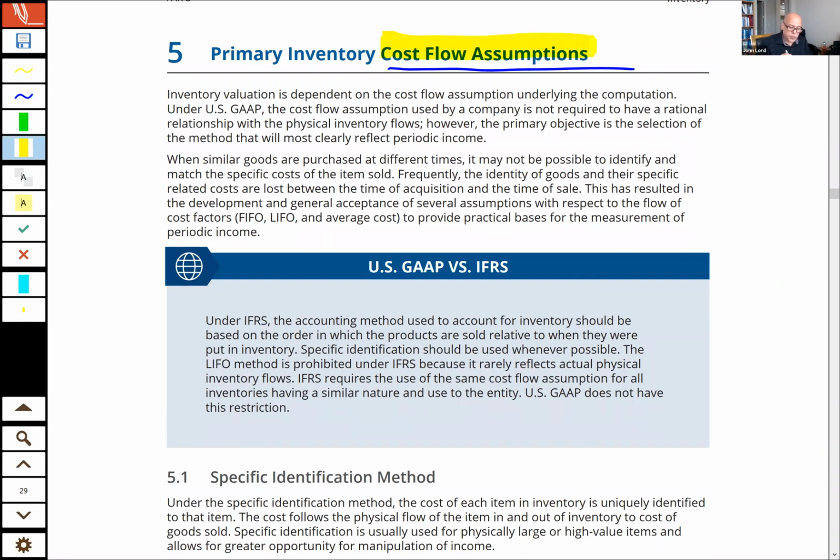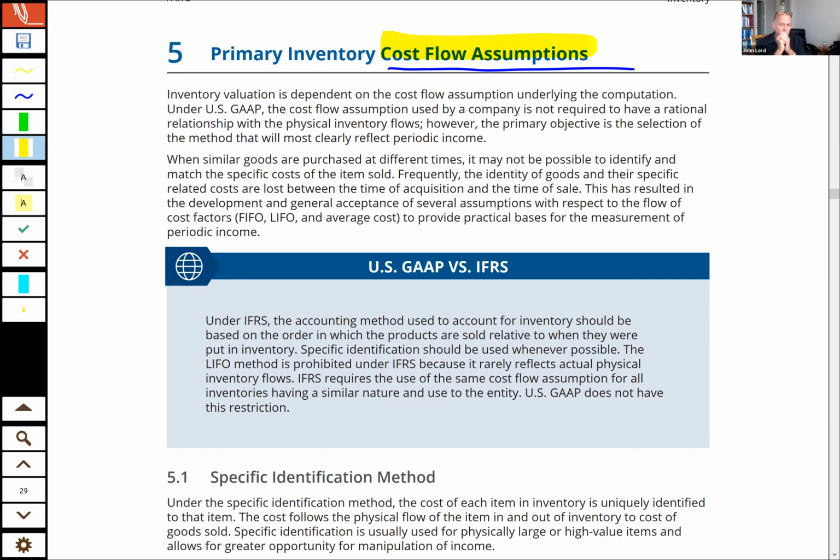assumptions. The cost flow assumptions that we're going to cover are going to be FIFO, LIFO, weighted average, moving average, and then we're going to get into some sort of boutique type methods, really, where we start talking about gross profit and dollar value LIFO.